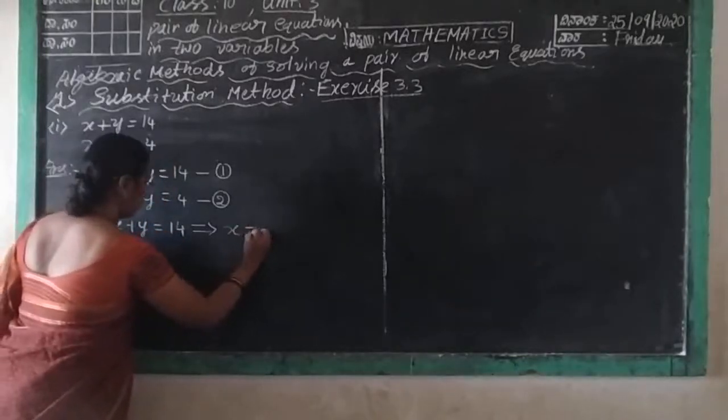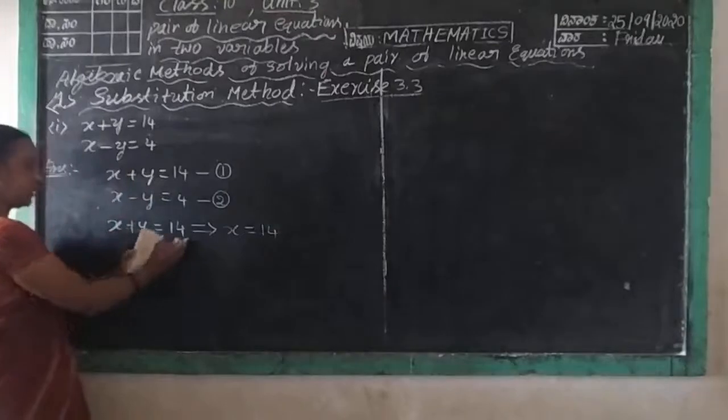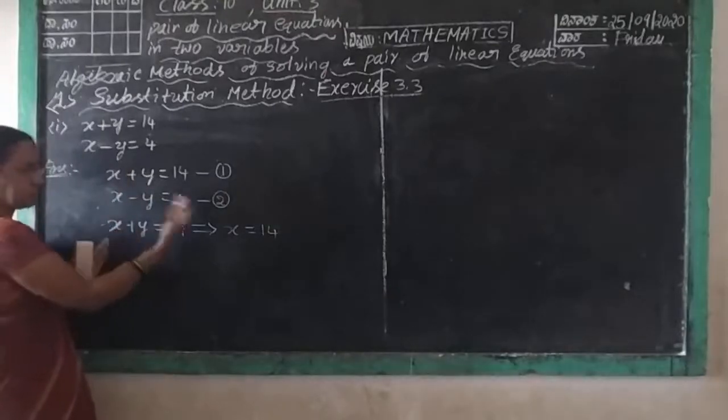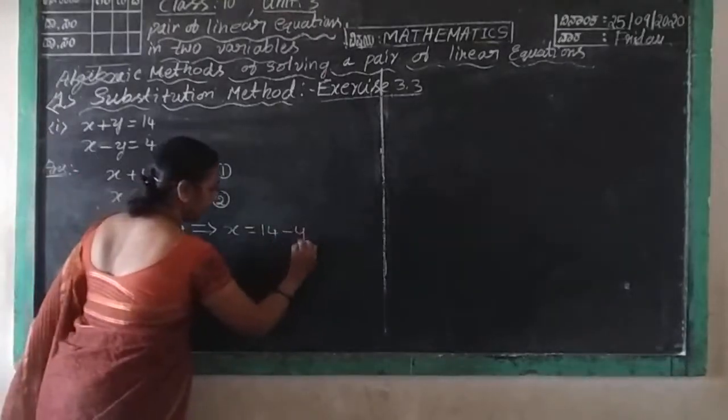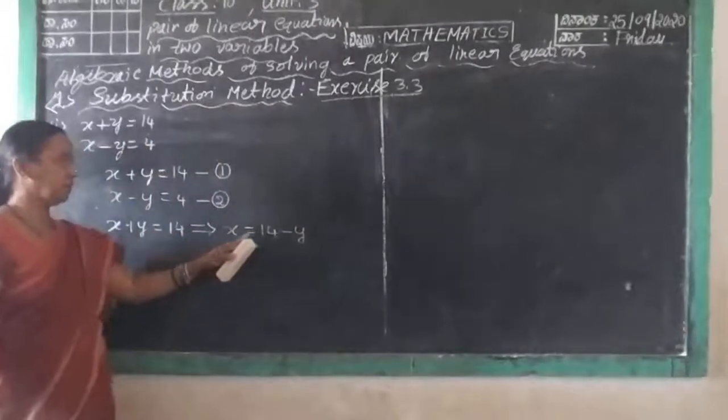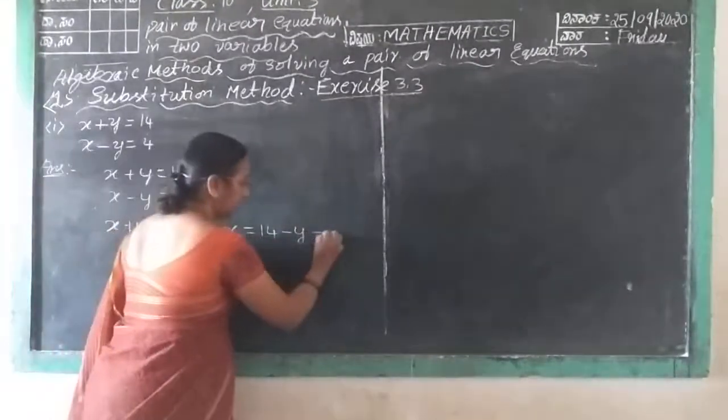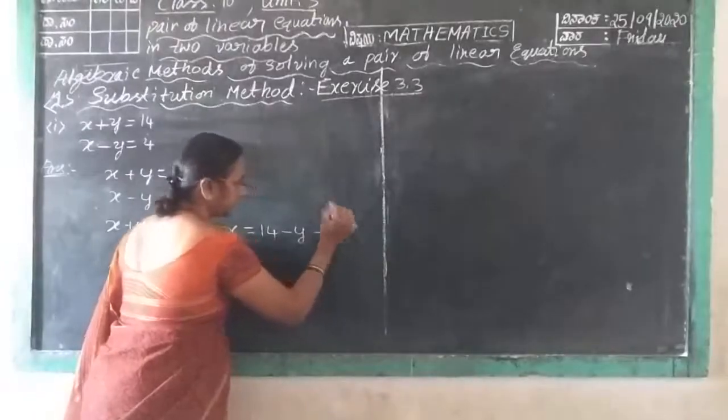X is equal to... LHS remains 14, then plus 5 changes to RHS. Then the x value we find is 14 minus 5. It is noted as equation 3.